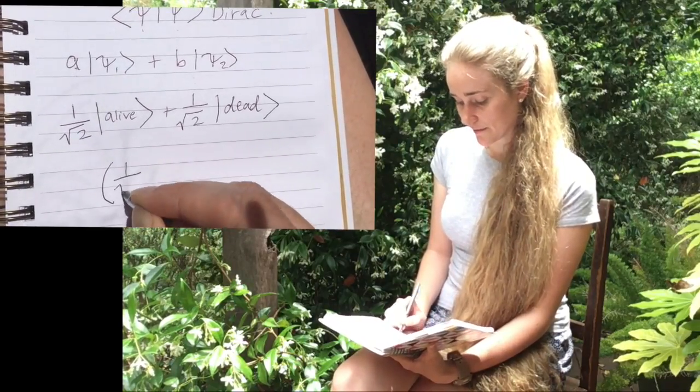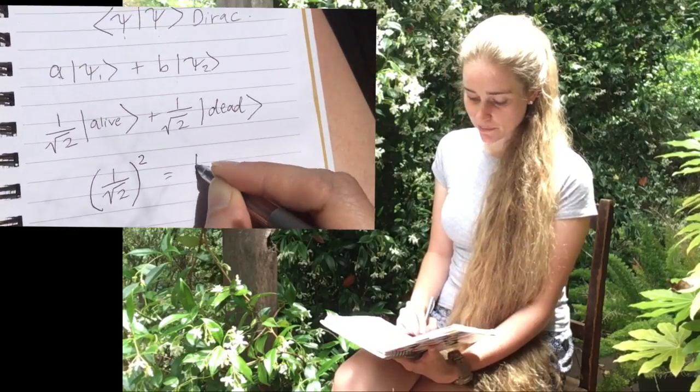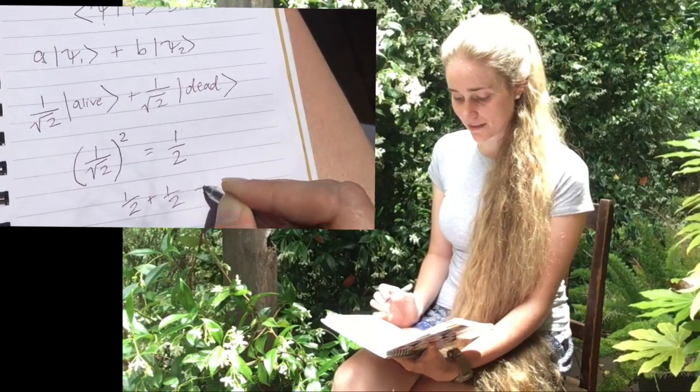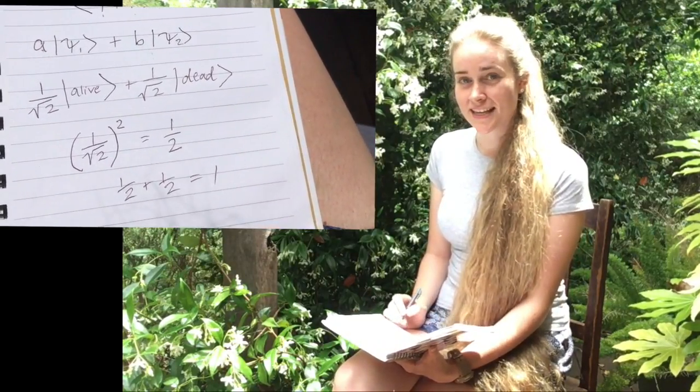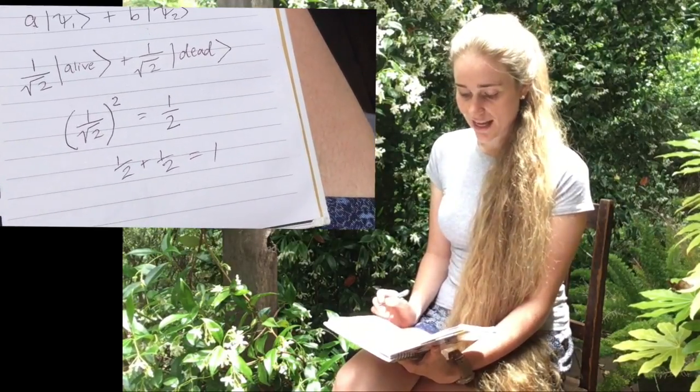Squaring gives a value of 1/2. So if each state has a probability of 1/2, these add up to 1 as expected. The cat has to be either alive or dead. It's certainly going to be one of the two, and there's no probability of being otherwise.